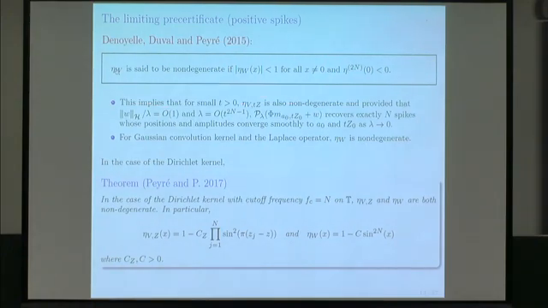It was proved that indeed eta w will be non-degenerate in the case of Gaussian convolution, and also for the Laplace operator. More recently, we also looked at the Dirichlet kernel, the Fourier sampling case, where the cutoff frequency is exactly n, the limit case. We're able to write down an explicit form for the pre-certificate eta v and the limiting certificate eta w. In this case, you also have that they are non-degenerate. So support stability is reasonably well studied for the positive spikes case in the one-dimensional setting.